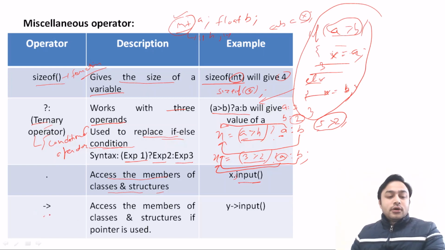Now in case of a pointer, we use this arrow. A pointer is a variable that holds the address of another variable. So it accesses the members of classes and structures if a pointer is used. For example, this is a class and this is a pointer. For a pointer, you have to use star and the object name. So this y will use the arrow operator. And this is an input function which is defined in a class or in a structure.